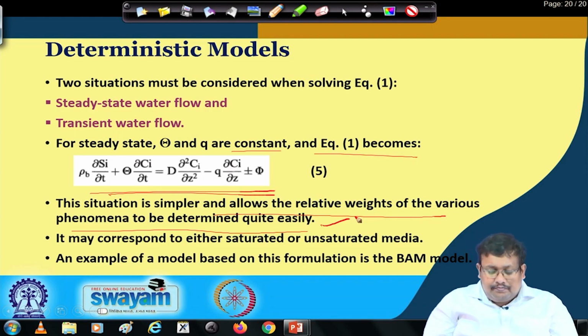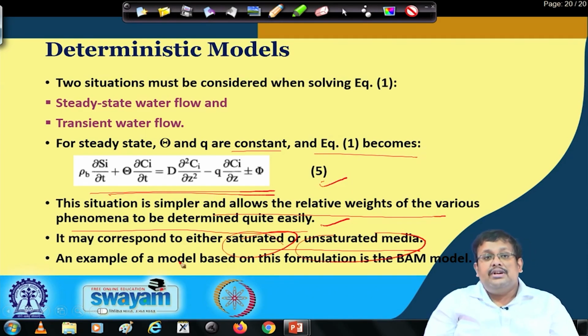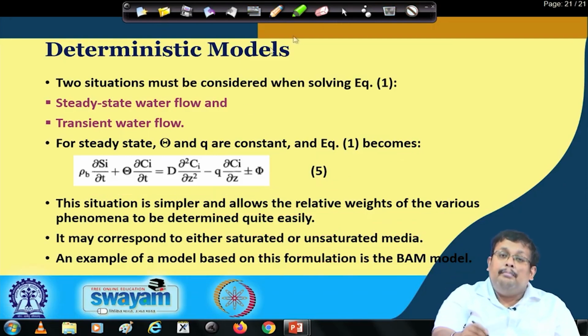Now, it may correspond to either saturated or unsaturated media. So, this can be present in either saturated or unsaturated medium. An example of a model based on this formulation is basically the BAM model, and this is how in the steady state condition the CD model takes this form, which is comparatively simpler.